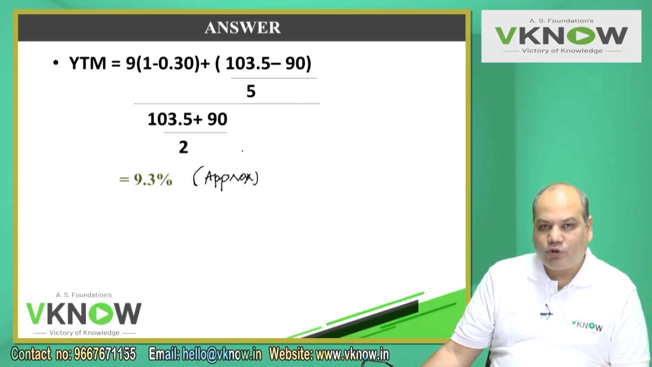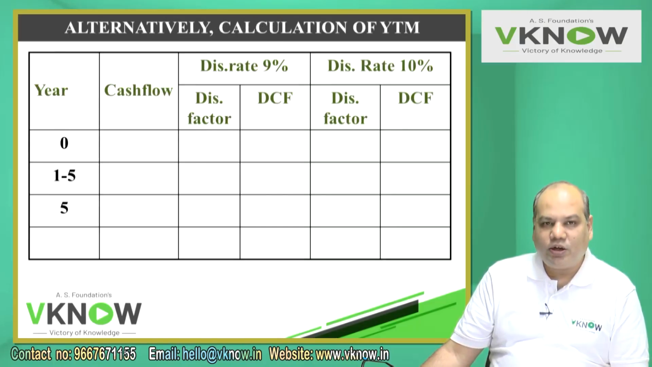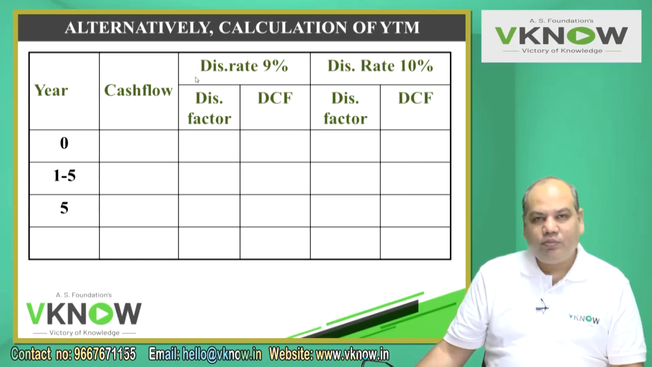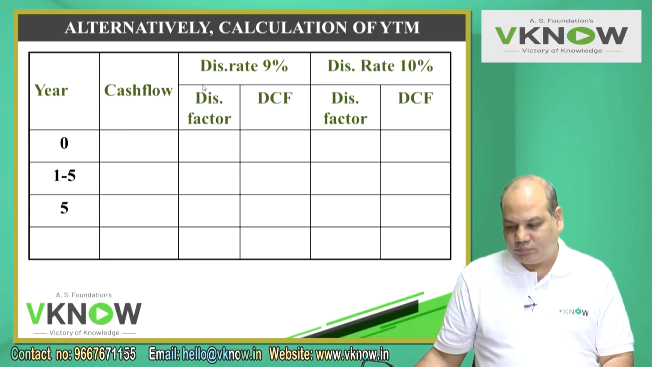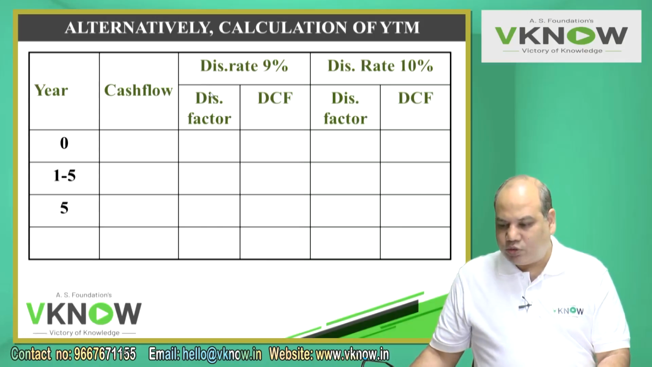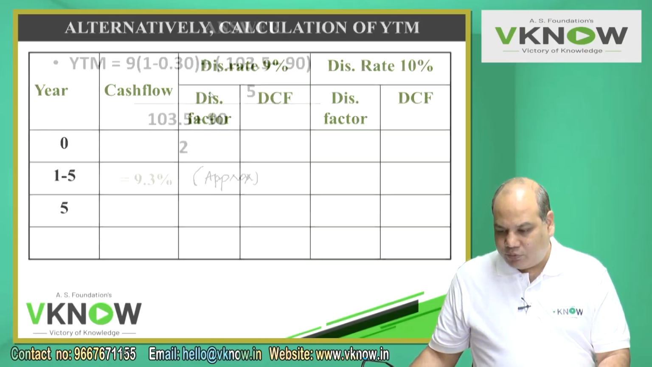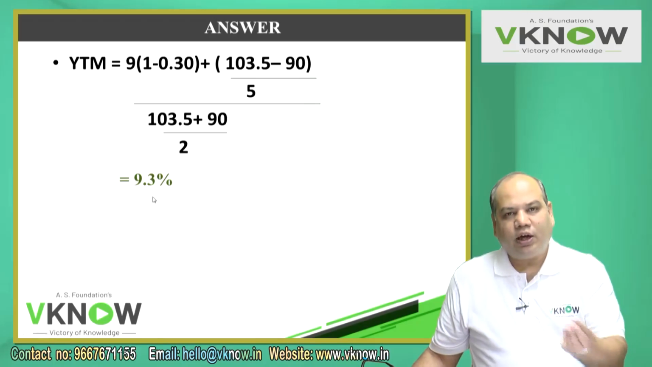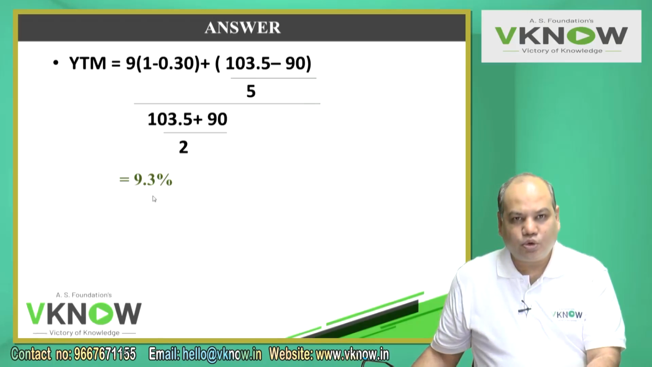In the exam you can use formula method, but for more understanding we will try to solve this question again by using IRR method. Okay, so write down in the notebook question 25, calculation of YTM using IRR method. So this time also if you look at it, the formula method gives you 9.3%. So IRR method will give you some number close to this only.